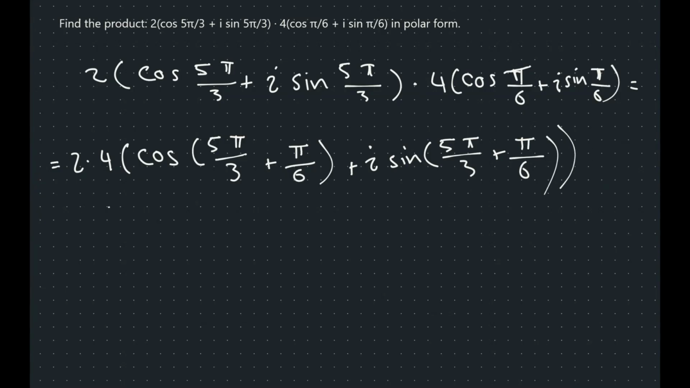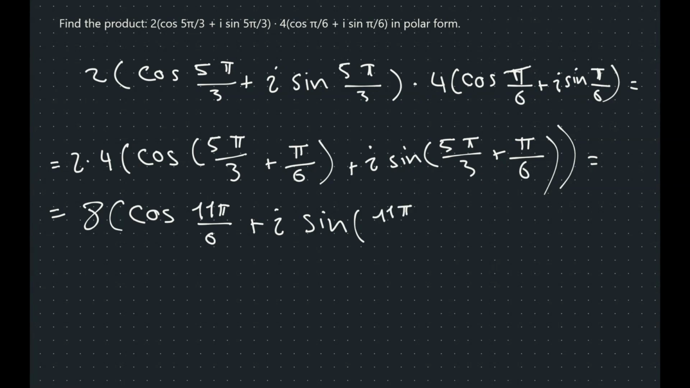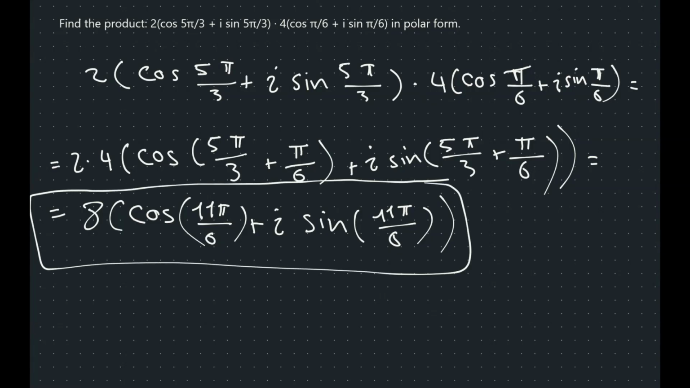So let's solve this. 2 times 4 is just 8 cosine of 5 pi over 3 plus pi over 6. That is just 11 pi over 6. And then plus i sine, 5 pi over 3 plus pi over 6 is also 11 pi over 6. Let's put brackets here as well. And this is our final complete answer.